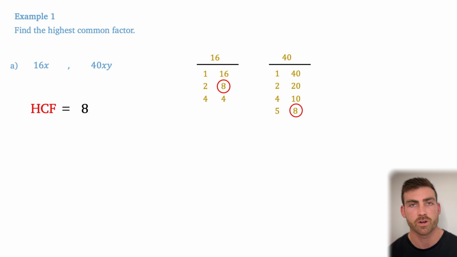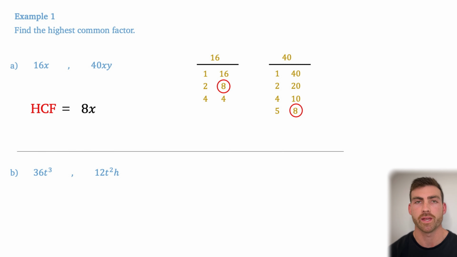Next, we look at one variable at a time, starting with the x. We notice the x is a product of both terms. Therefore, we can take out the smallest power of x, which is x. Now checking the y. Since the first term does not have a product of y, it is not common between both terms. So we can't take a y out, leaving us with a final answer that the HCF is 8x.